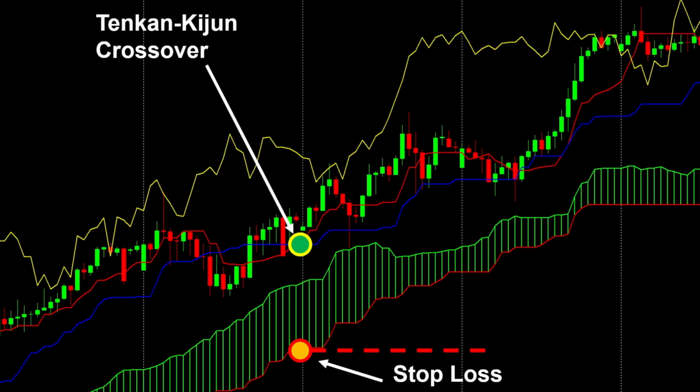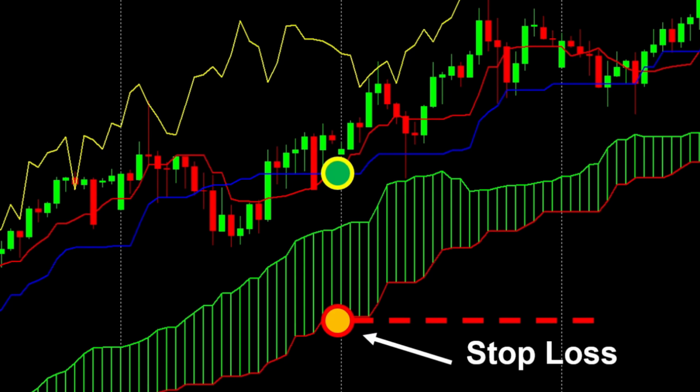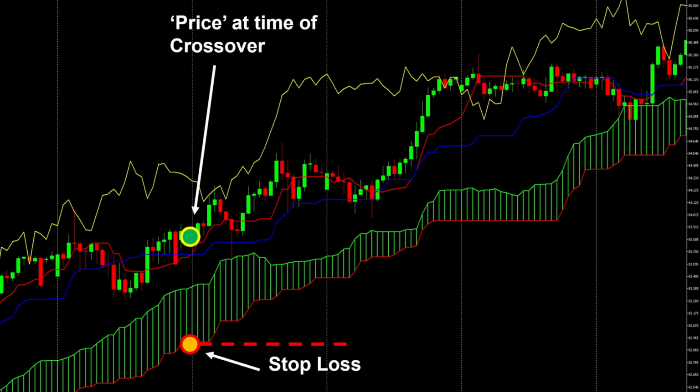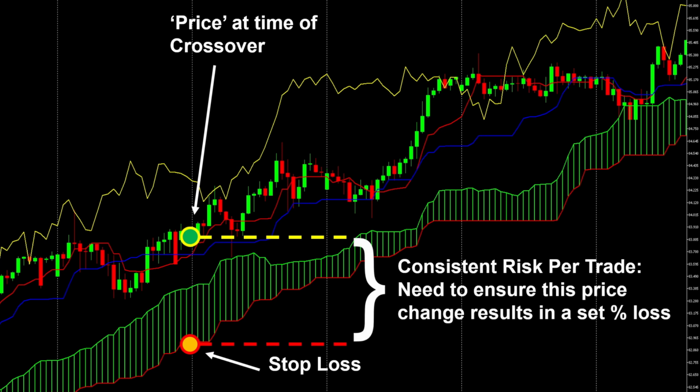And for this, we're not interested in the level of the crossover itself. Instead, we're interested in where the price action currently is at the time of the crossover. So in this case, that's just slightly higher than the crossover here. So the distance that we're interested in terms of calculating the risk is between this level and the stop loss. And what we need to do is select a position size for the trade that ensures a move in the price of this distance results in the same percentage loss for each and every trade.